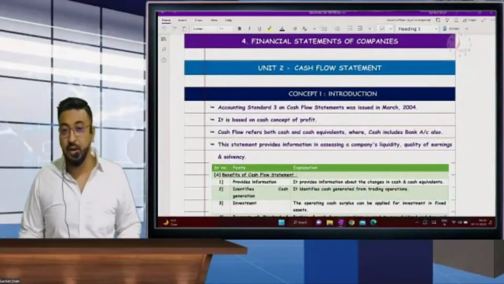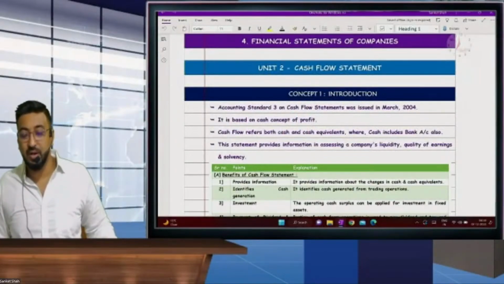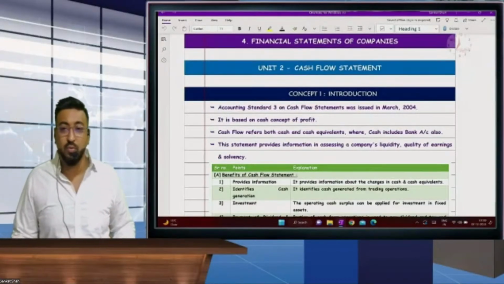Good morning, everyone. Today we are going to see one of the important chapters, that is cash flow statement. Very important one. Many students think this chapter is not very easy.